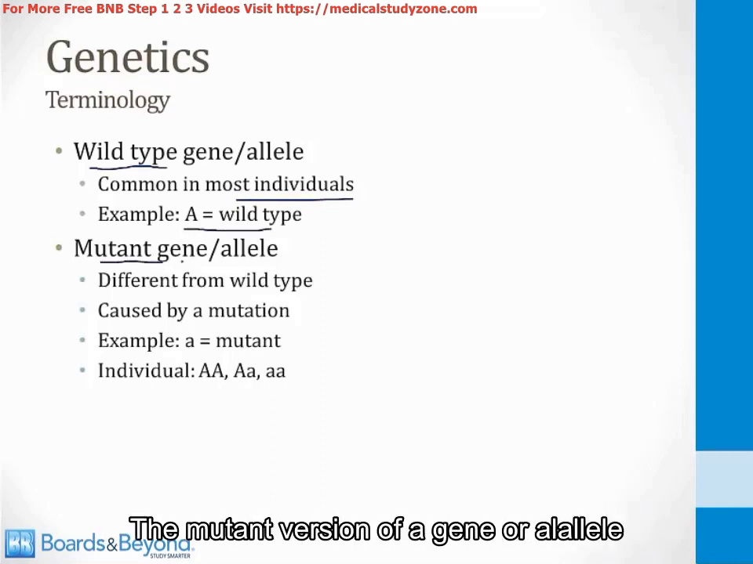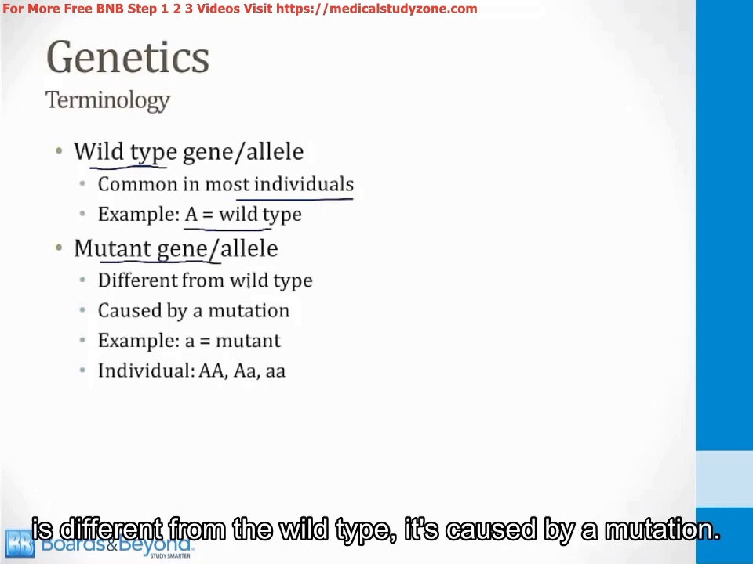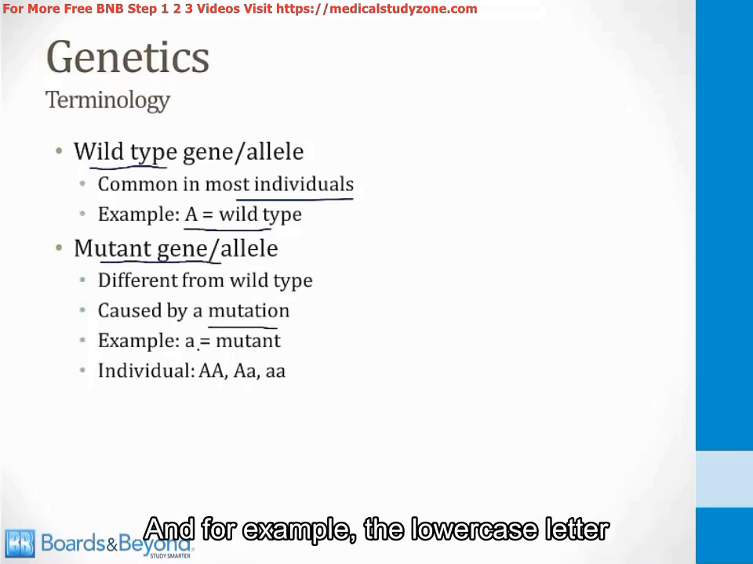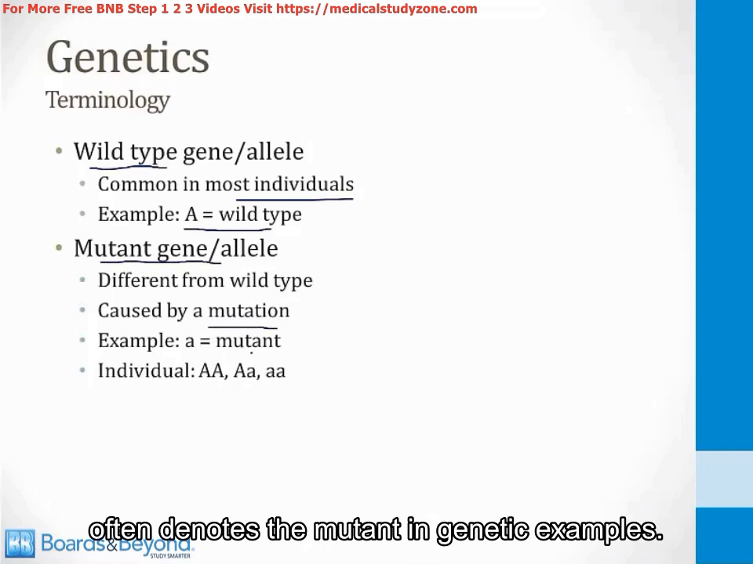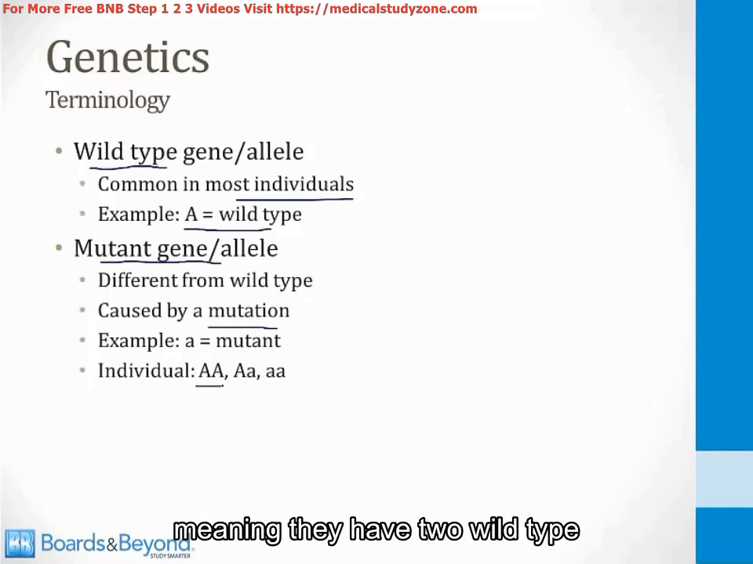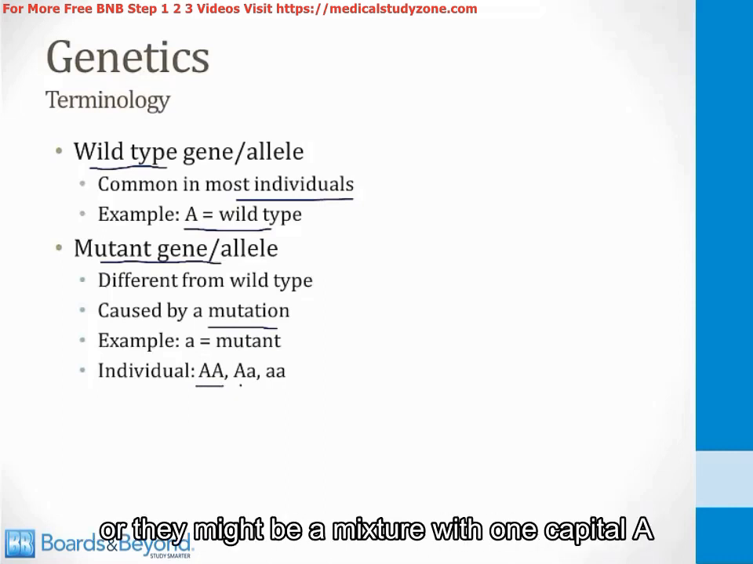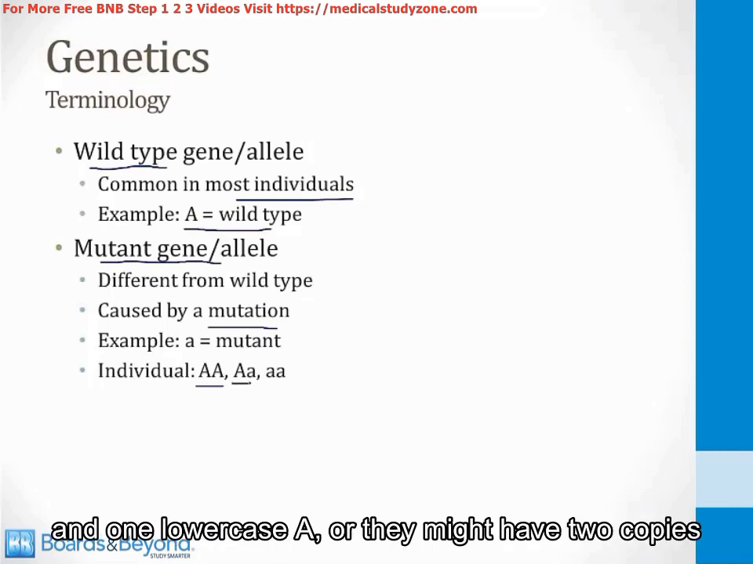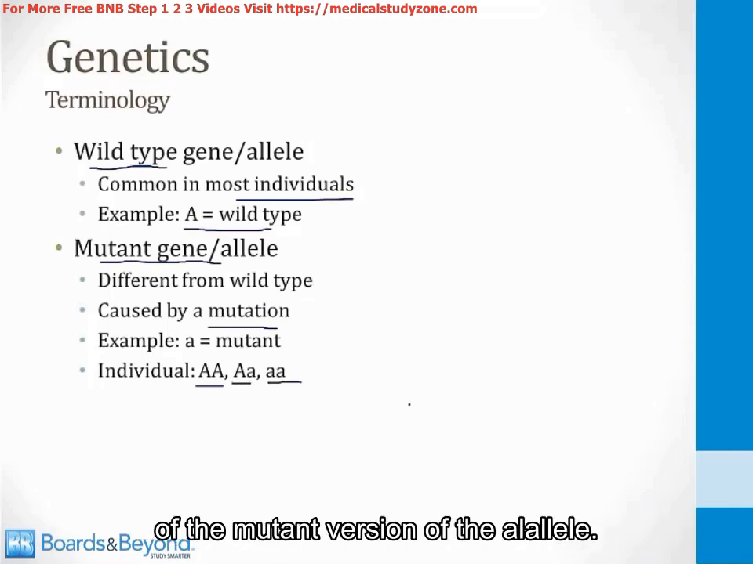The mutant version of a gene or allele is different from the wild type. It's caused by a mutation, and for example, the lowercase letter often denotes the mutant in genetic examples, so an individual might have genotype capital AA, meaning they have two wild type or normal versions of the gene, or they might be a mixture with one capital A and one lowercase a, or they might have two copies of the mutant version of the allele.